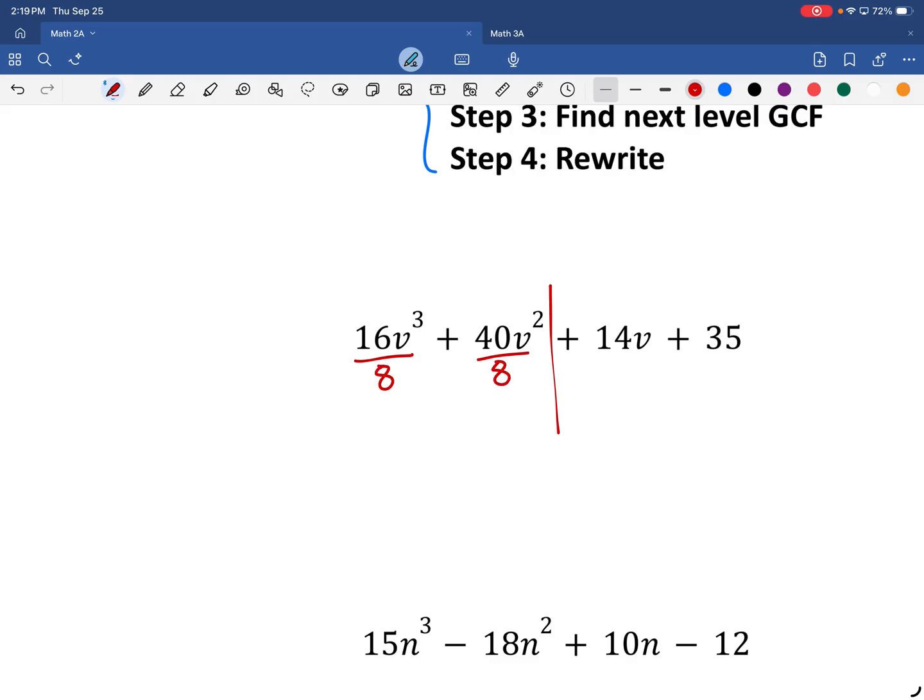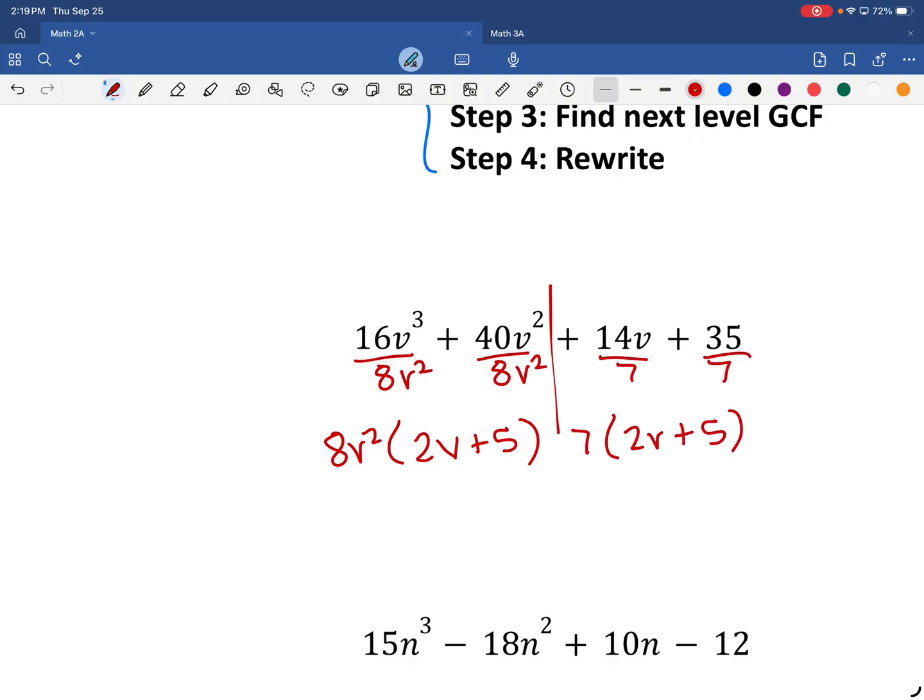So if we take an 8 and a v squared out, 8v squared will go in the front, and then 2v plus 5 will go on the inside. On the right side, they can both divide by 7, and then we're left with 2v plus 5. So our final answer is 8v squared plus 7 times 2v plus 5. Final answer.